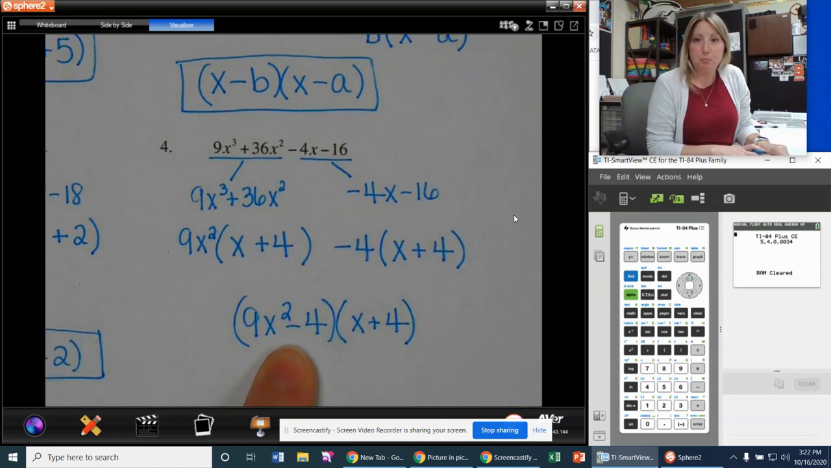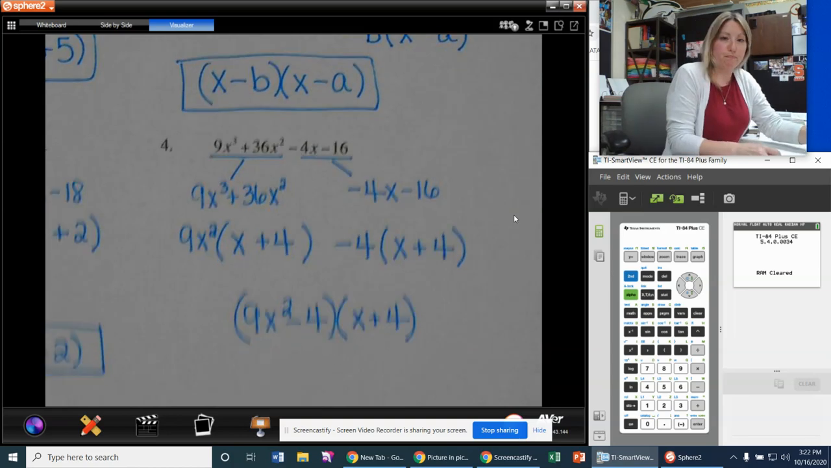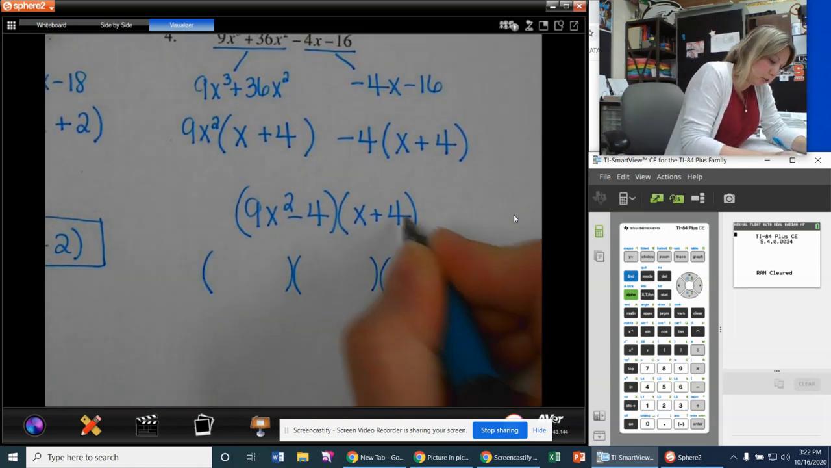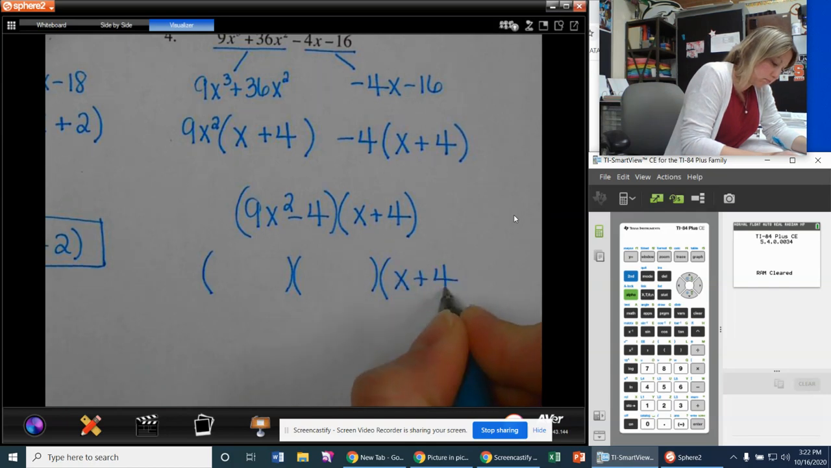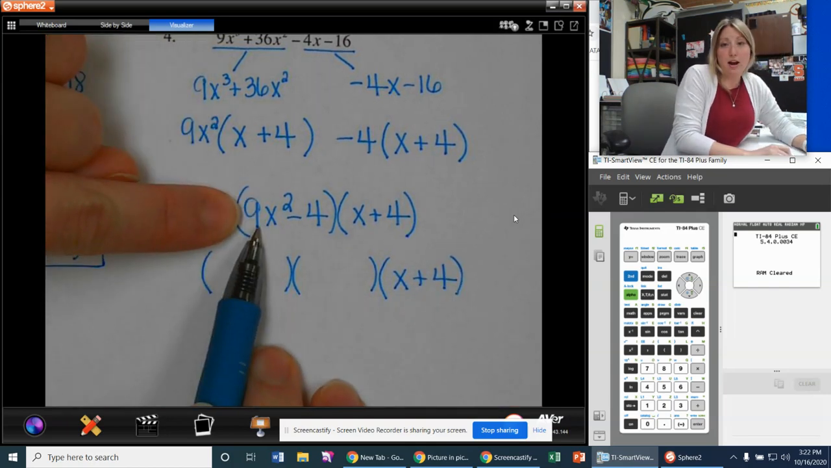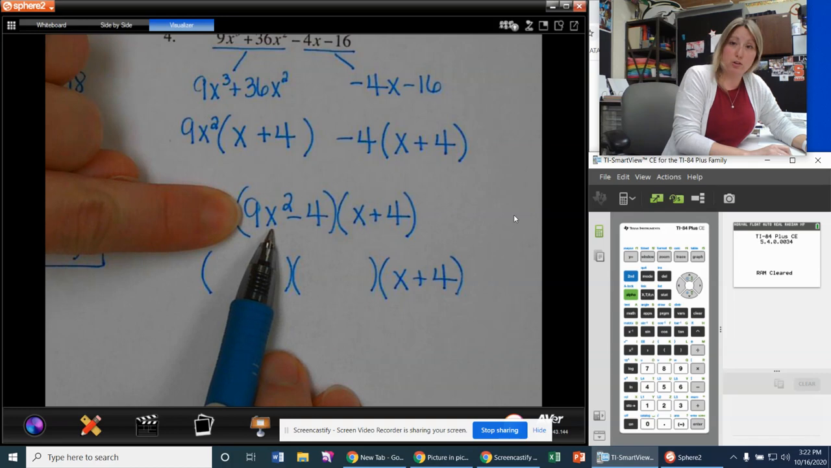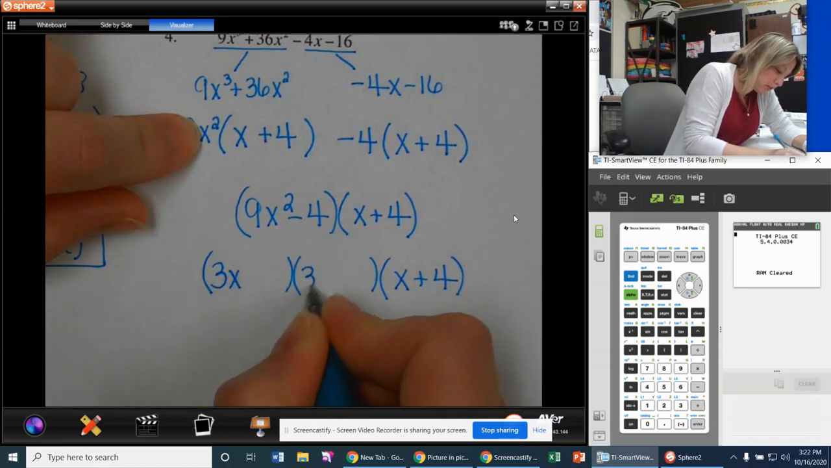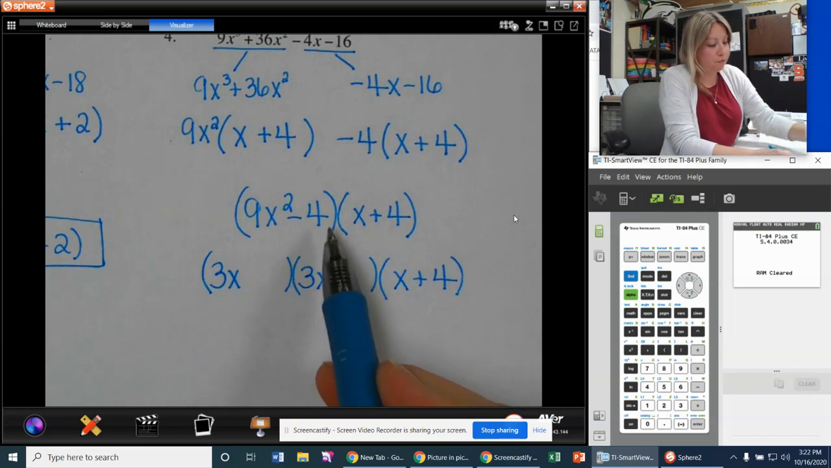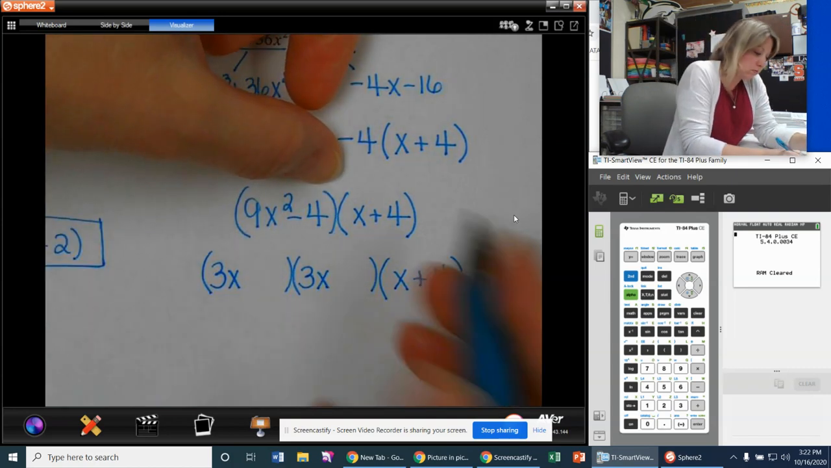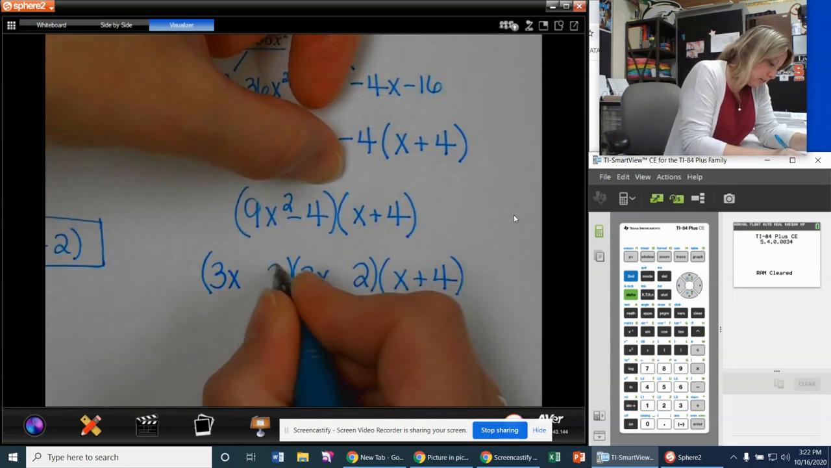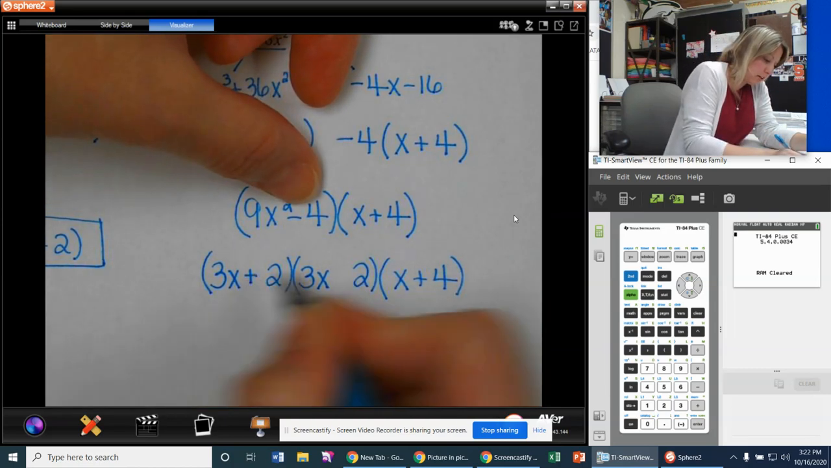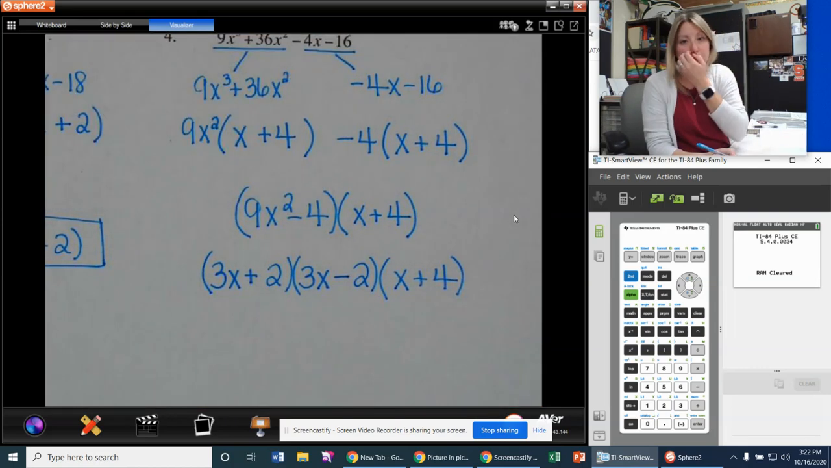Perfect square minus perfect square. One more time. Bring this one down. What's the square root of 9? 3. What's the square root of x squared? X. 3x in the fronts. What's the square root of 4? 2. 2's in the backs. And different signs between them. There you go.